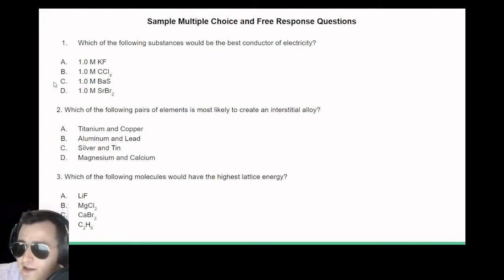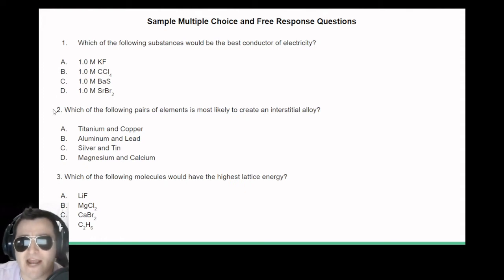So C and D. The reason why D is the correct answer is because this breaks apart into three pieces, one strontium and two bromines, whereas C and A only break apart into two pieces, K+ and F- for A, Ba2+ and S2- for C. So not as many ions, therefore not going to conduct electricity as well as D.